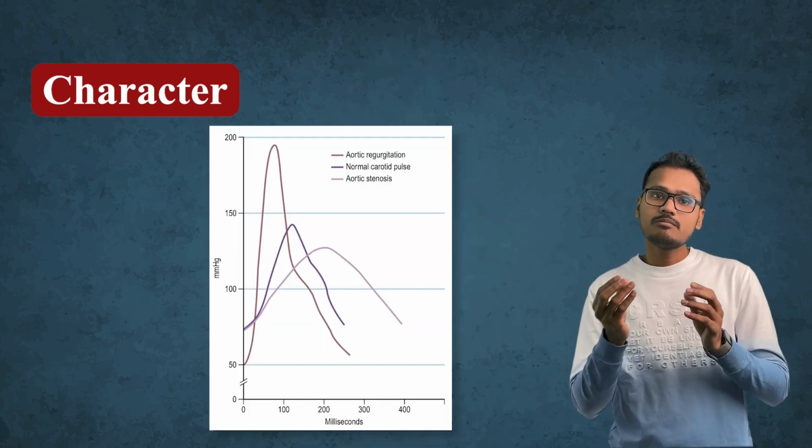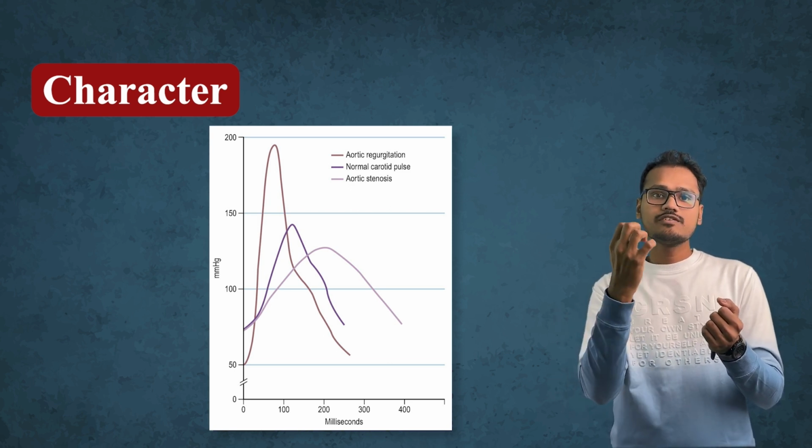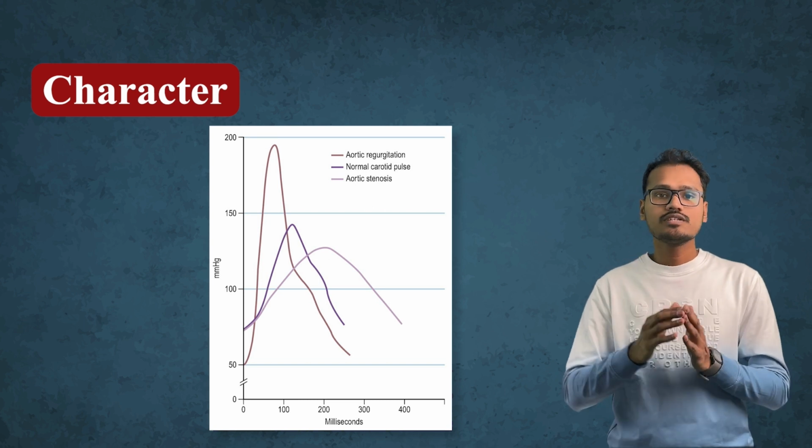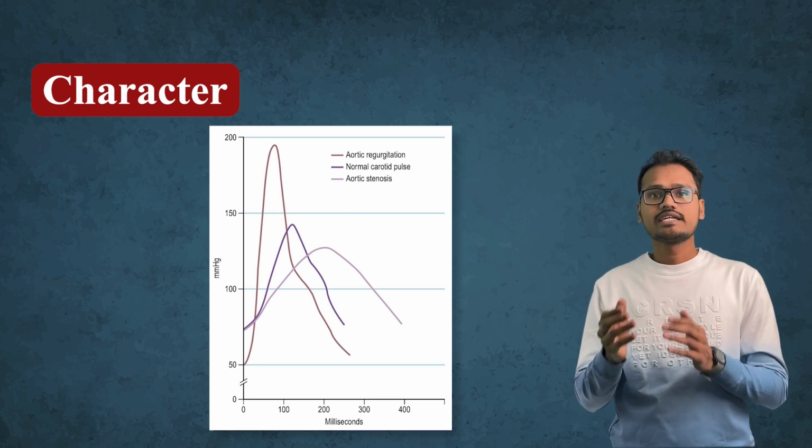Some examples of waveforms I will give here. Sometimes there will be a collapsing type of pulse. Immediately the pulse will come and immediately it feels as if the pulse is collapsing. This type of sudden upstroke followed by a downstroke is seen in aortic regurgitation. Why is it happening? The regurgitated blood is suddenly going back, so the pulse is felt as if it is collapsing. Sometimes the pulse feels as if it is very slowly rising. This slow rising type of pulse is seen in aortic stenosis. There are other features of the character of the pulse which are done on a recording, but generally we can either comment whether it is normal in character or abnormal in character.